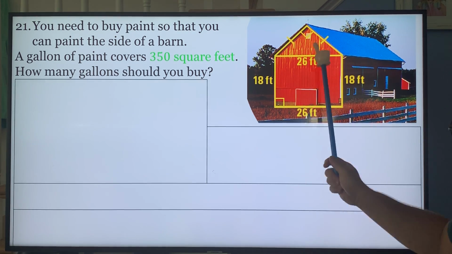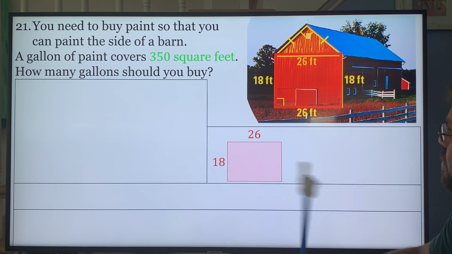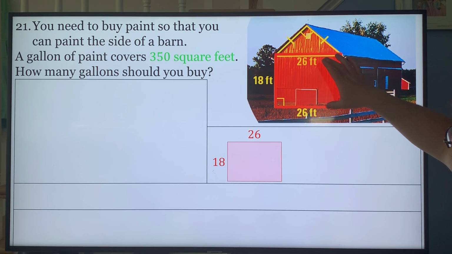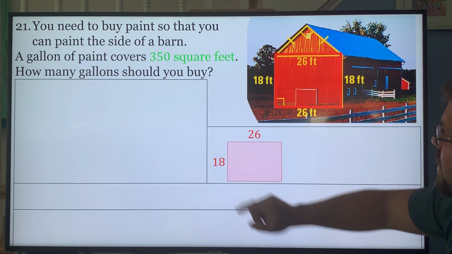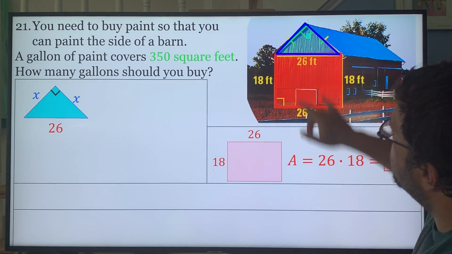First thing is find the area of that part of the barn. Well, you got a rectangle here. That's 26 by 18. Area of that piece is 468. What do you got up here? You got yourself a triangle. Now, this triangle is a little strange. You don't know what these are.